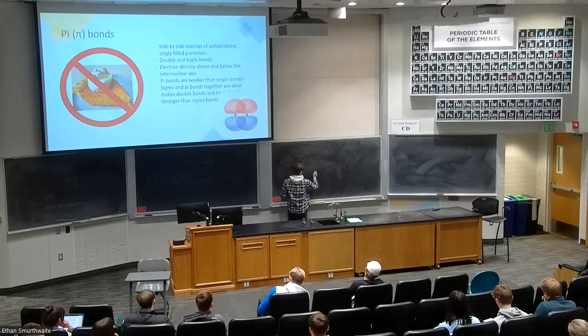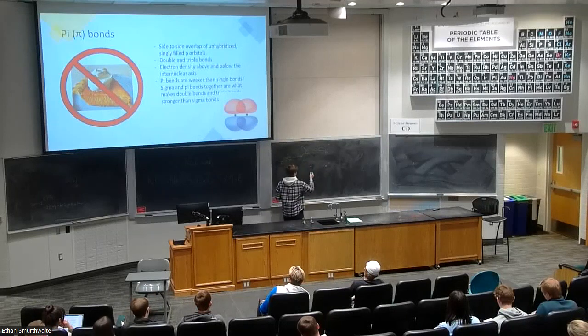So I drew this out in our recitation. We're going to draw it again. Pi bonds are when the p orbitals overlap with each other.